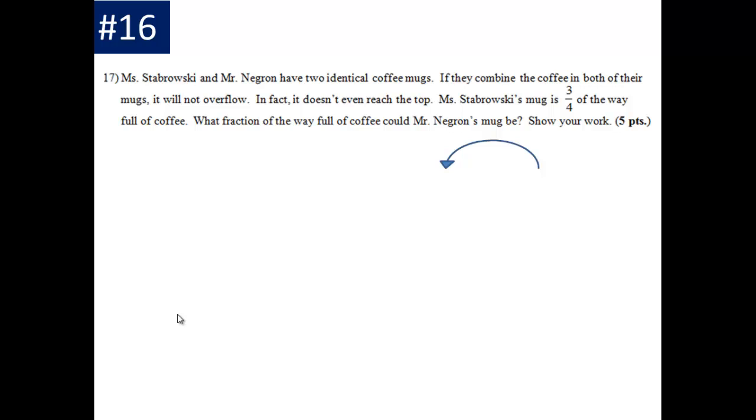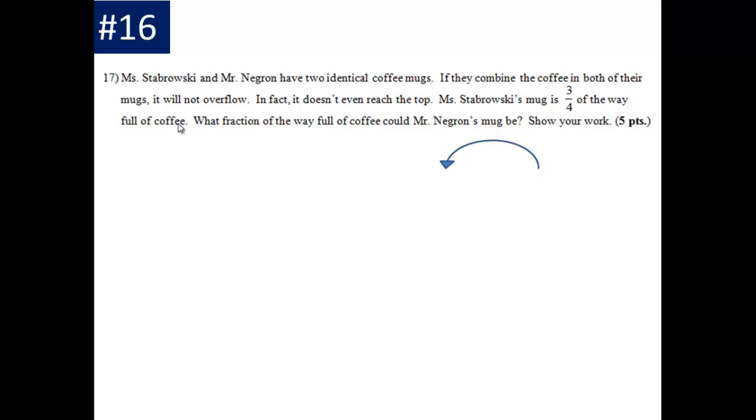And the last problem. Sorry for that extra arrow there. And it should actually say number 17, not number 16. But of course, I got all messed up because the problem's about me and my wife. Mr. Browski and Mr. Negron have 2 identical coffee mugs. If they combine the coffee in both of their mugs, it will not overflow. In fact, it doesn't even reach the top. Mr. Browski's mug is 3/4 of the way full of coffee. What fraction of the way full of coffee could Mr. Negron's mug be? Show your work.